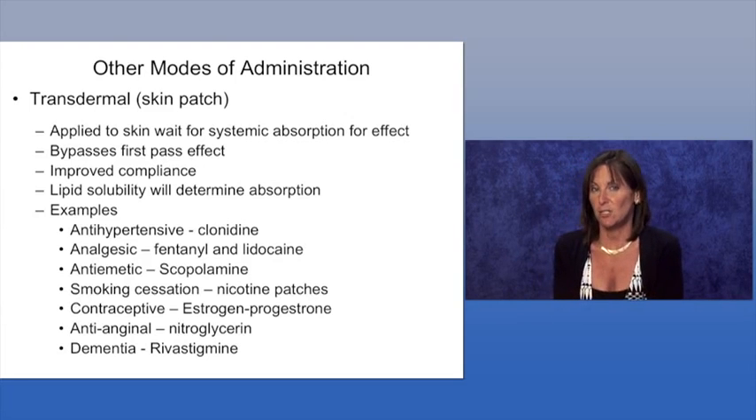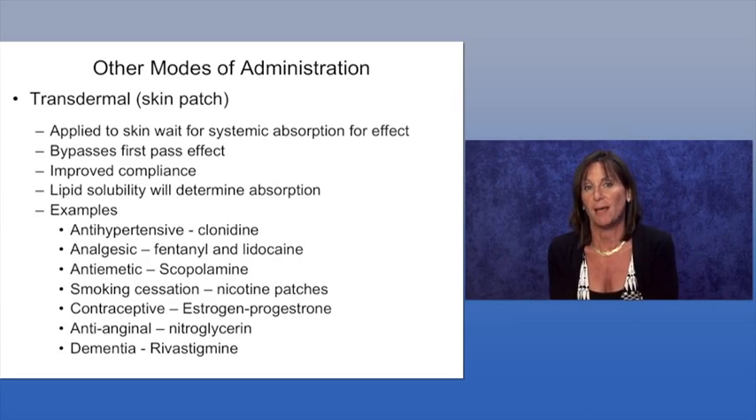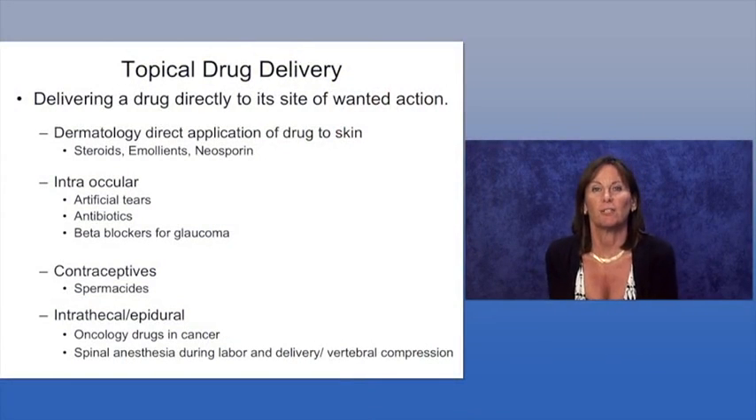Anti-anginal medications. These are medications used as vasodilators to reduce chest pain caused by poor blood supply. Nitroglycerin is an example here. Dementia: recently, we have seen the approval of rivastigmine, used to try and control the rate of memory loss in patients with a known diagnosis of dementia. So transdermal delivery of medication is an ever-expanding route of drug delivery and one that has real appeal to the end user, the patient. Topical drug delivery is a vast spectrum for consideration.